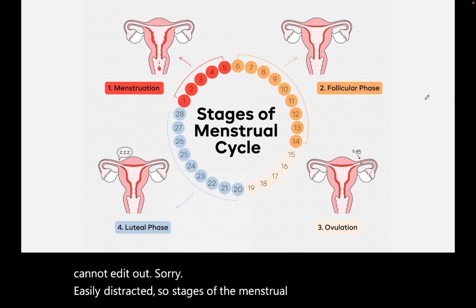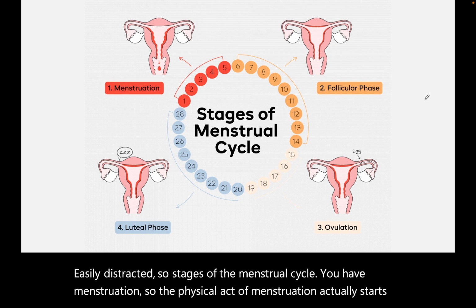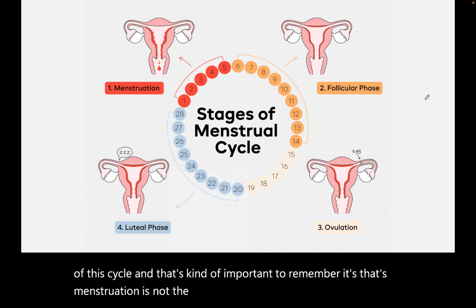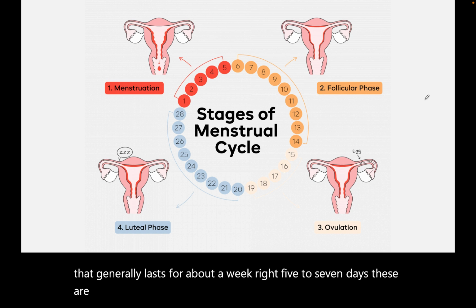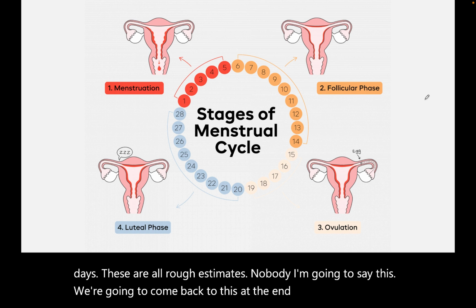Stages of the menstrual cycle. You have menstruation. The physical act of menstruation actually starts this cycle, and that's important to remember. Menstruation is not the end. Menstruation is the beginning. That generally lasts for about a week, 5 to 7 days. These are all rough estimates. Nobody, and we're going to come back to this at the end, fits an ideal 28-day cycle.